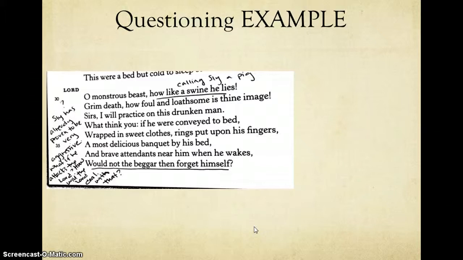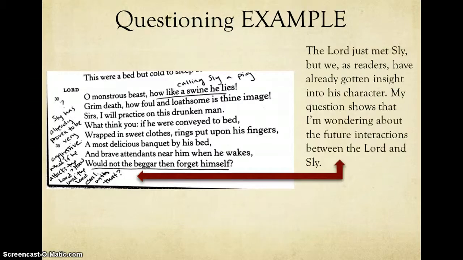So my question is, Sly has already proven to be very aggressive, right? We just saw that in the previous scene, or in the previous page. What if he attacks the Lord? How will the Lord deal with that? So this is an example of a wondering question. And what you notice, or what you should know, is that the Lord just met Sly. But we as readers have already got an insight into his character. We know he's been drinking, that he's gotten fairly aggressive, and that's something the Lord doesn't. My question shows I'm wondering about the future interactions between the Lord and Sly.